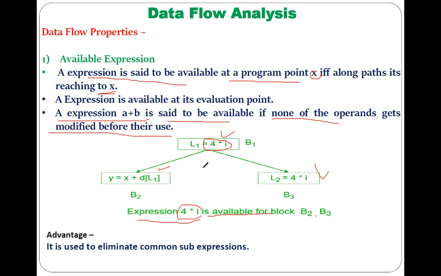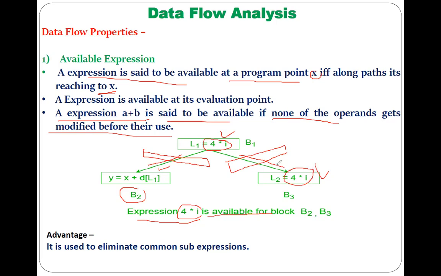Now, why is it said to be available for B2 and B3? Because when it is going from B1 to the next block, it is not getting modified somewhere in between. This expression 4 into I is not getting modified. Understood? That is the reason we can say it is available at the point B2. In a similar way, when it is going to B3, somewhere between B1 and B3, it is also not getting modified. That is the reason we can say it is available at this point.